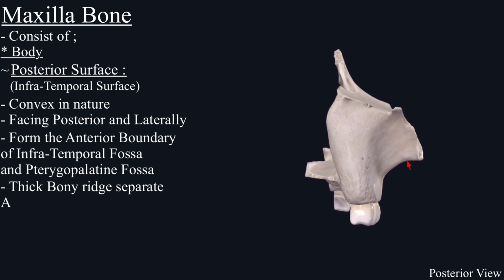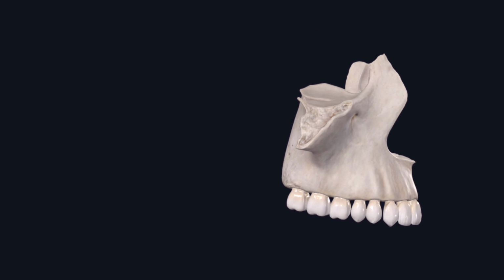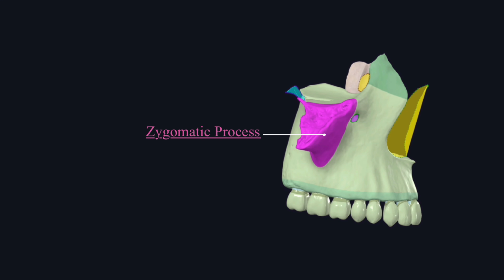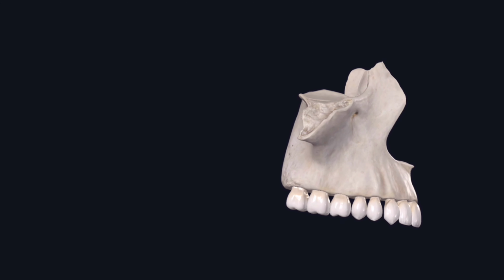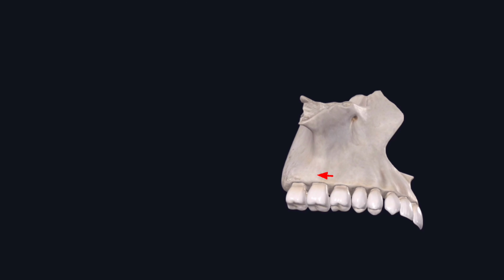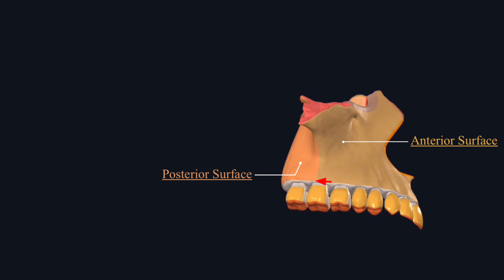A thick bony ridge extending from the zygomatic process to the molar teeth separates the anterior surface from the posterior. In the lateral view, this is the zygomatic process and these are the three molars. This thick bony ridge separates the anterior surface from the posterior surface.